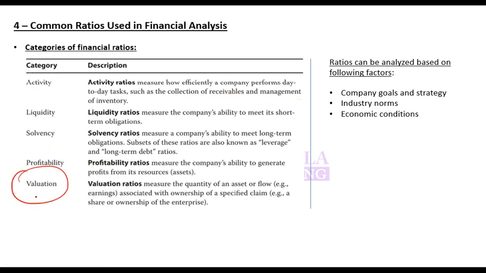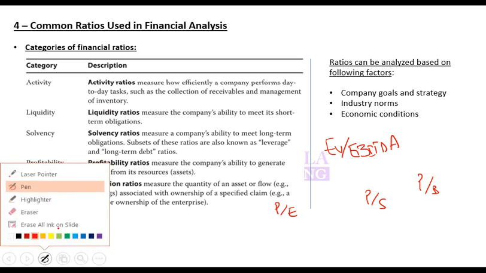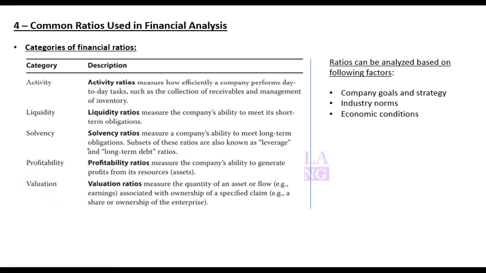Then comes valuation. Valuation ratios include those ratios which help calculate the price or value of the company. So for example, price to earnings, price to sales, price to book value, EV to EBITDA. All those ratios which are used to calculate value of the company or price of the company are valuation ratios.